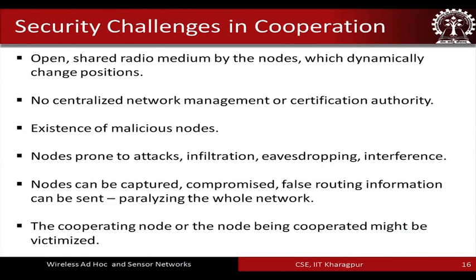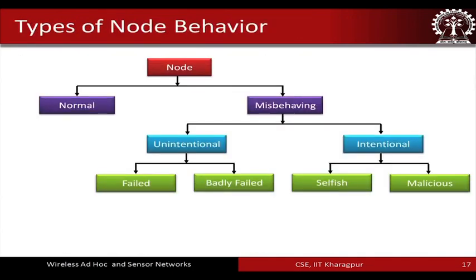There are security challenges in cooperation as well. As we have seen, we have a resource constrained, wireless, open environment where there is no centralized network management or certification authority, and there is existence of malicious nodes. These nodes are prone to attacks, infiltration, eavesdropping, and interference. They can be captured, they can be compromised, false routing information can be sent, and so on, all of which together can paralyze the whole network. The cooperating node or the node being cooperated with might consequently be victimized. So, cooperation in such a scenario is not very ideal. But at the same time, cooperation has to happen, and being cooperative will make these nodes or the networks vulnerable to different attacks.